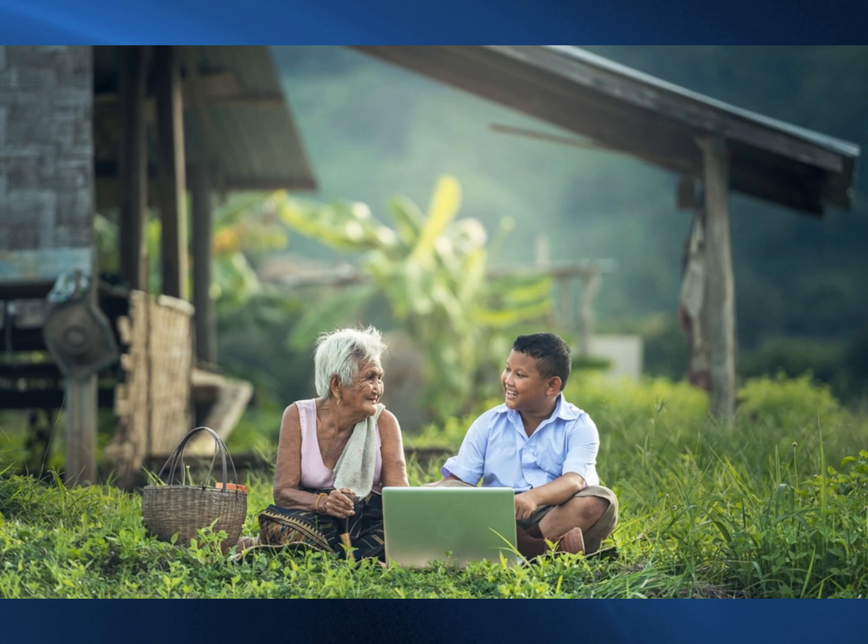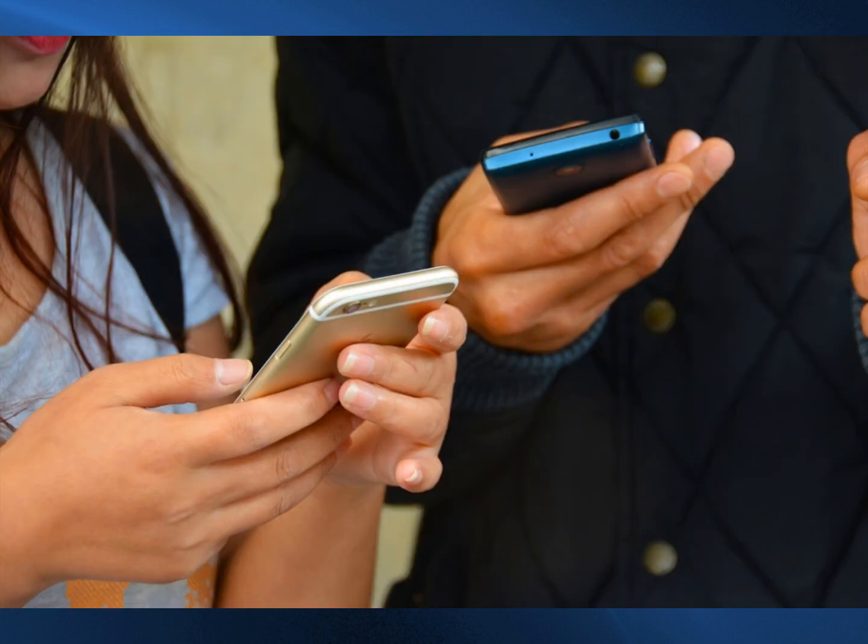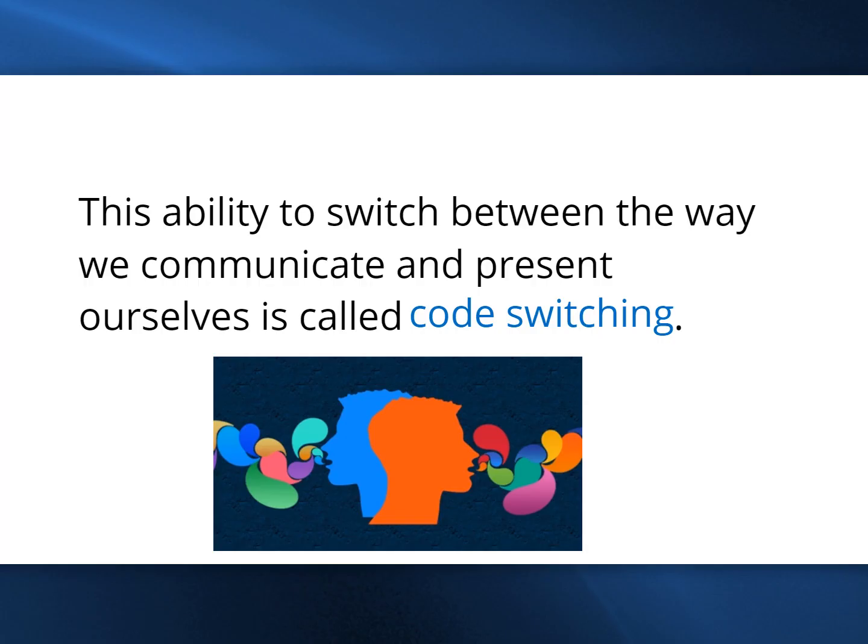Awkward. You wouldn't speak the same way to your instructor or college president as you would to your cousin. You would not speak the same way to your grandmother as you would to a classmate. And of course, you would not write a college essay the same way you write a text to a buddy. This ability to switch between the way we communicate and present ourselves is called code switching.